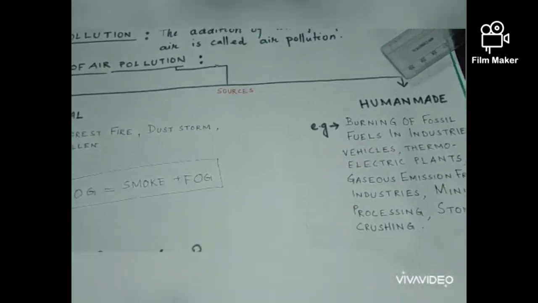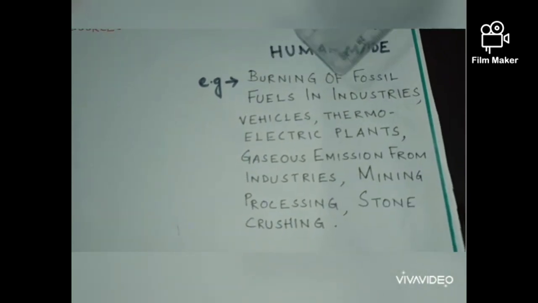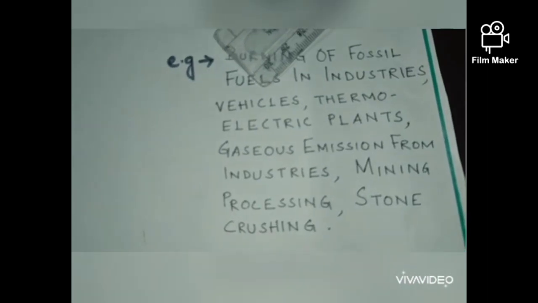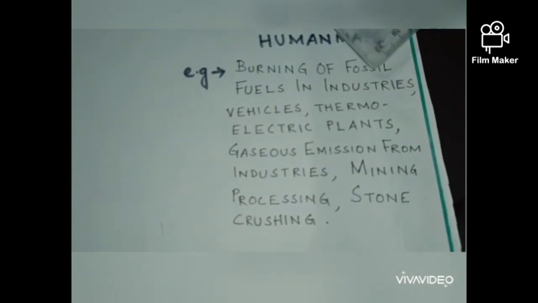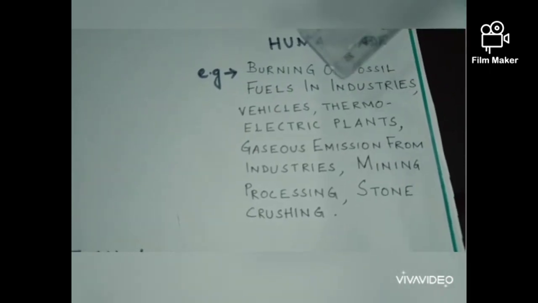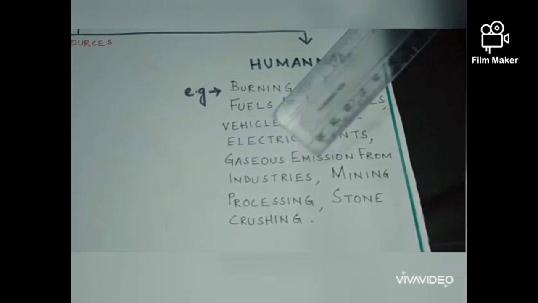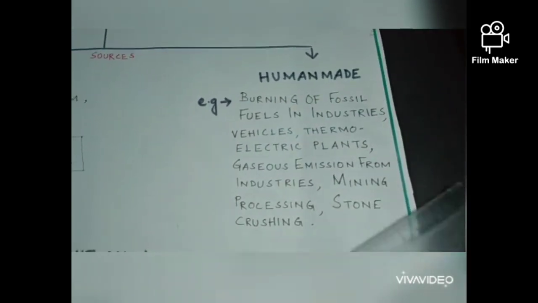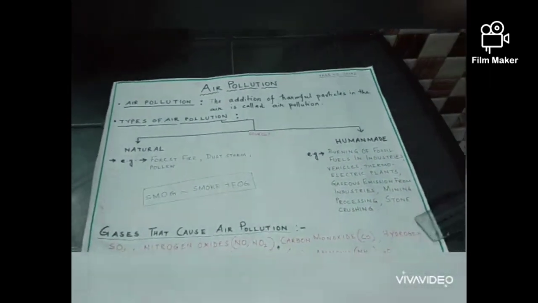Now human-made sources are burning of fossil fuels in industries, then vehicles. These will release some harmful gases in the air and pollute the air. Then thermoelectric plants, then gaseous emission from the industries, mining processes, stone crushing. All these activities by human beings will pollute the air.